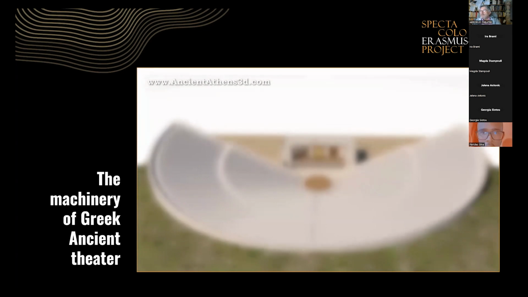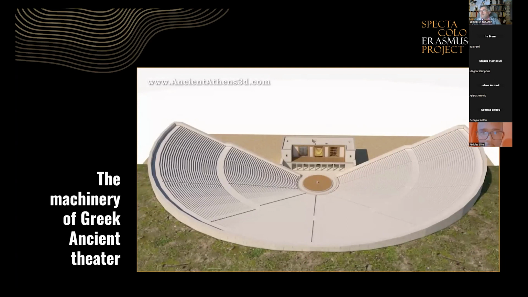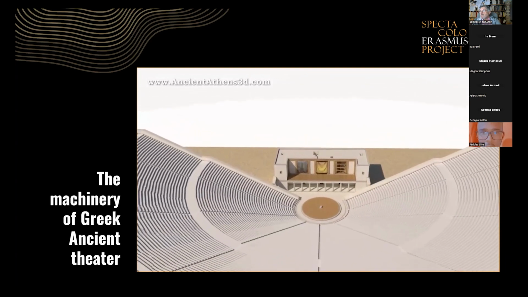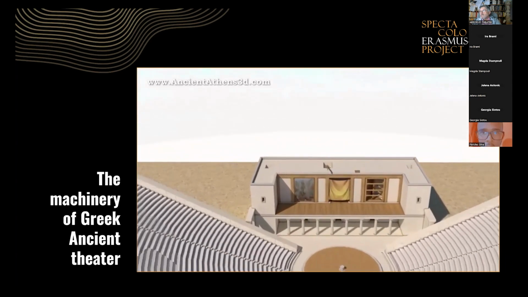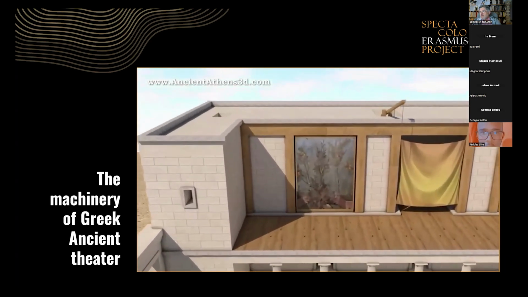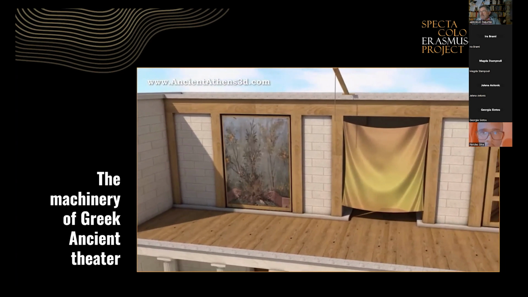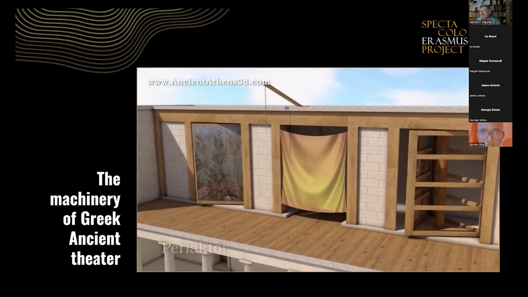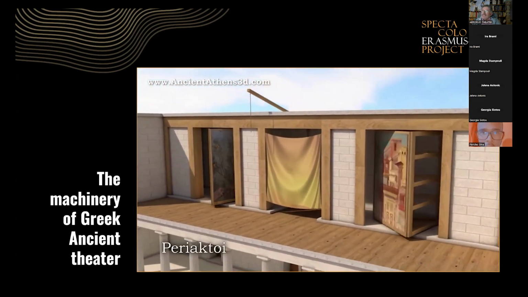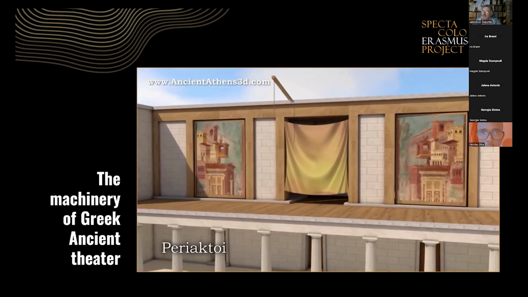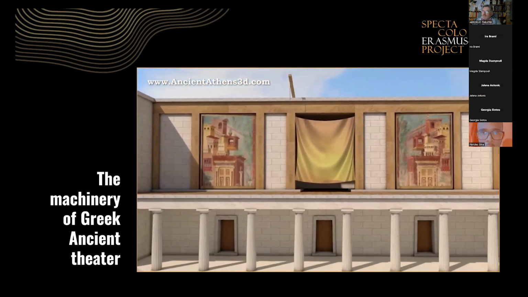Various mechanisms have been invented for the needs of the theatrical plays in order to make the spectator's experience more interesting. Usually the backdrops were large paintings depicting landscapes or buildings, temples and palaces. To change the backdrops, and to harmonize them with the narrative of the play, they used the periactoi, which were wooden rotating structures holding different painting themes. You can see how it works.